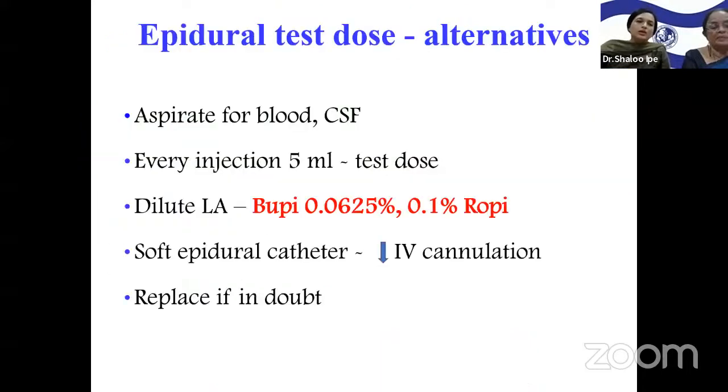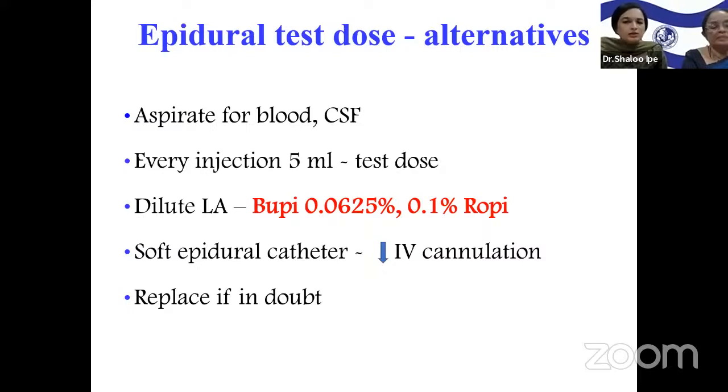So do we have any alternatives to the conventional test dose? First thing to remember is that every dose is considered a test dose. Aspiration for blood and CSF at insertion and prior to each top-up is mandatory. Every injection should be considered a test dose and should not exceed 5 ml aliquots of dilute local anesthetic. Using dilute local anesthetics reduces the total dose of local anesthetic if inadvertent intravascular or intrathecal placement of the epidural occurs.